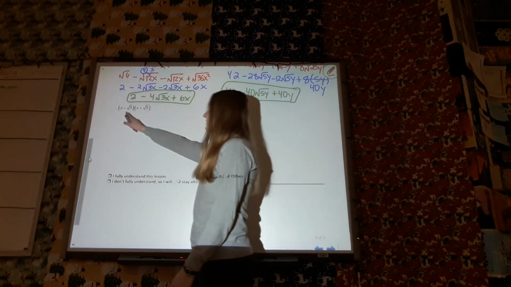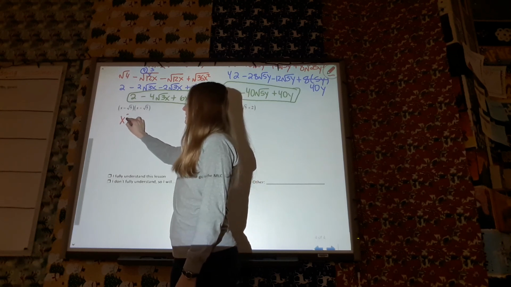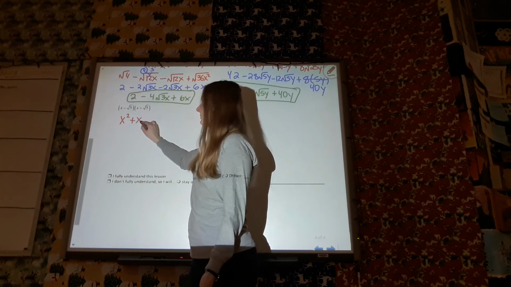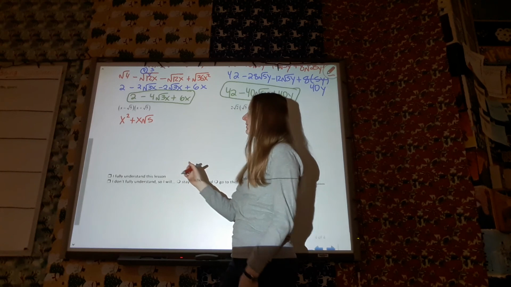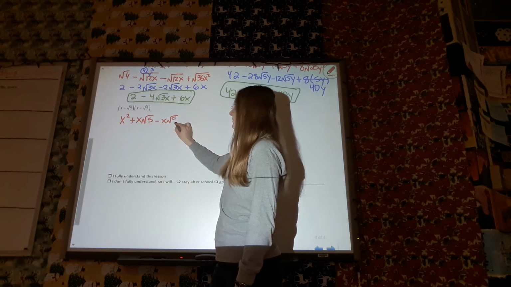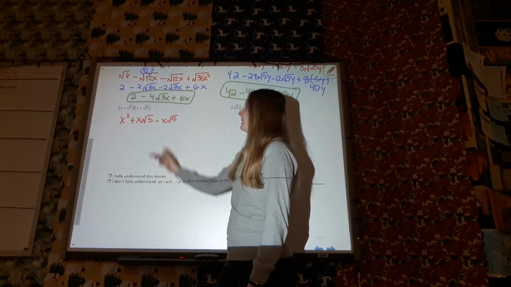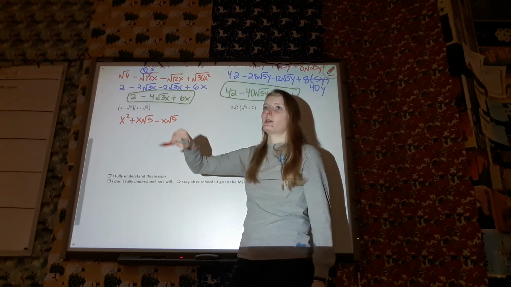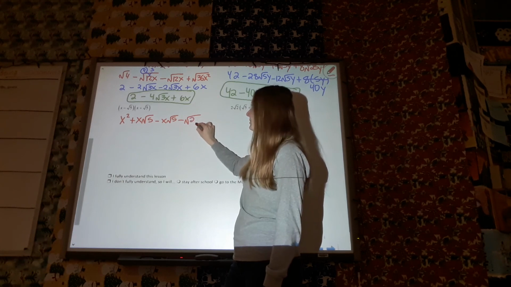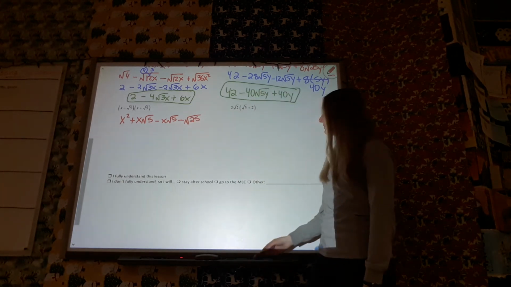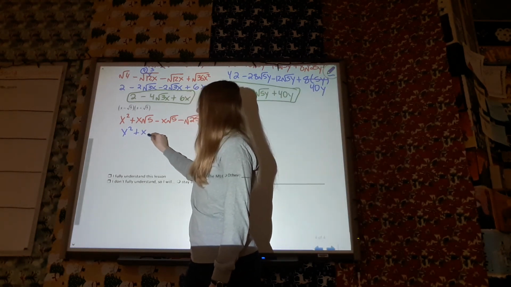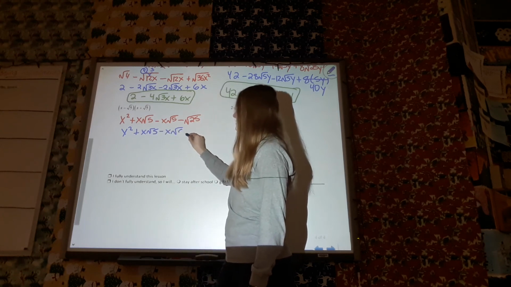So we're going to FOIL. First times first, x squared. Outer, x times square root of 5. You just link them together. And then negative square root of 5 times x. You always write the variable first. And then negative square root of 5 times positive square root of 5, negative square root of 25, right? Then we simplify what we can. X squared stays. The two middle terms can't simplify. What about the square root of 25?